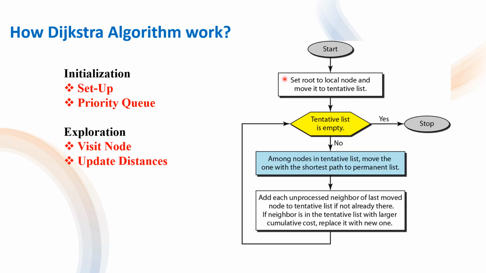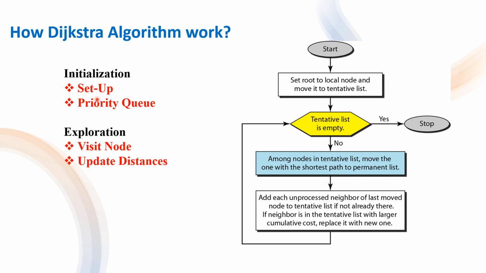In this section, let us see how the Dijkstra algorithm works. Dijkstra's algorithm is a classic method used to find the shortest path from the source node to all other nodes in a graph. It is widely used in network routing protocols and path finding algorithms. Here is a step-by-step explanation of how it works.